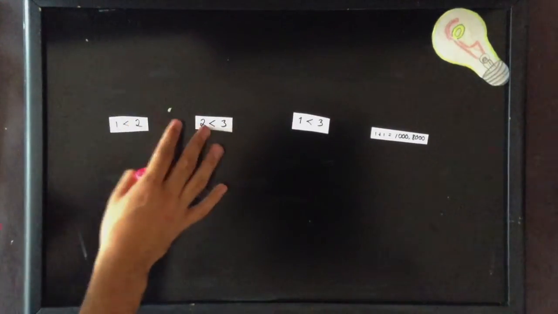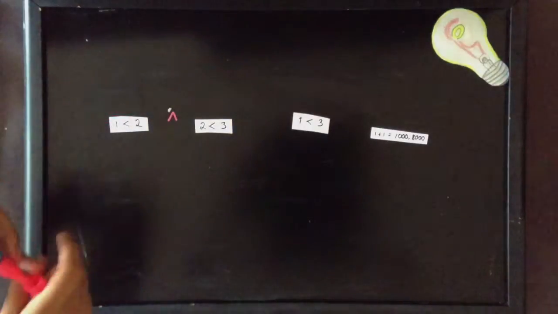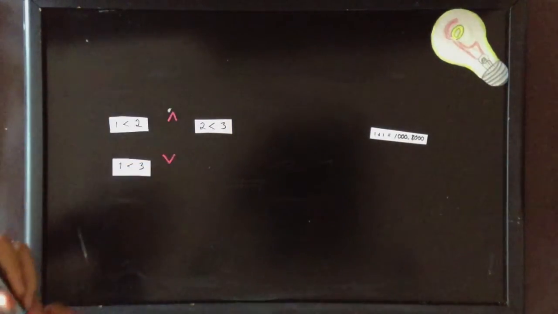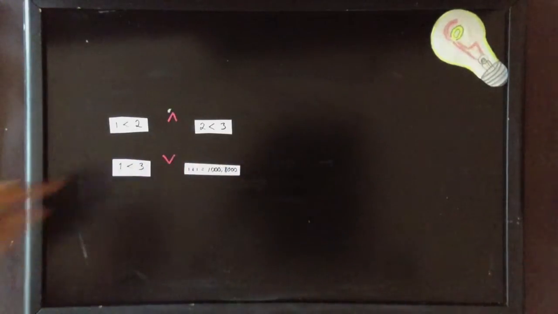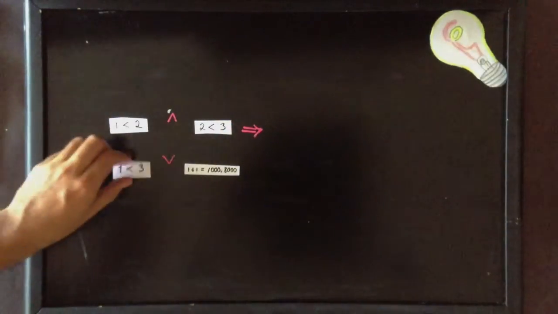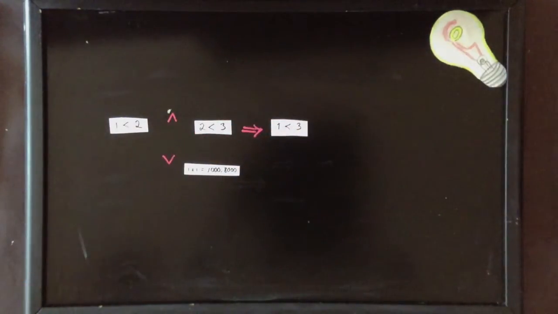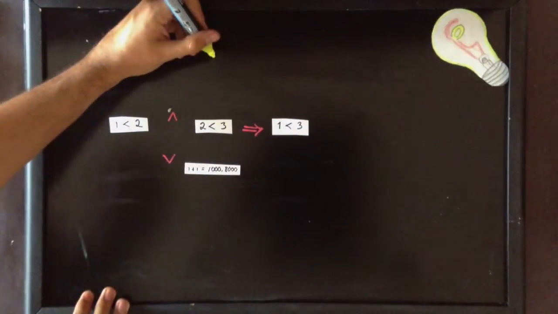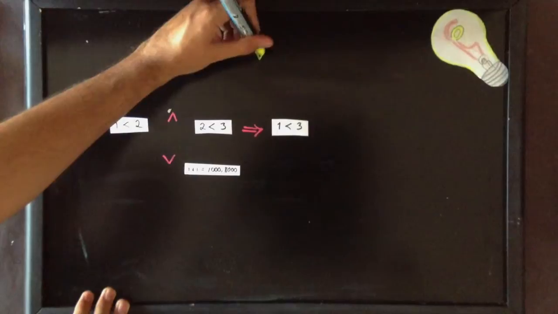But we also can combine them and say more complicated things such as 1 is less than 2 and 2 is less than 3, 1 is less than 3 or 1 plus 1 equals 1000, 8000. And even if 1 is less than 2 and 2 is less than 3, then 1 is less than 3. Be aware that these are also propositions, but they are more complex, and that's because they are made of simpler ones.